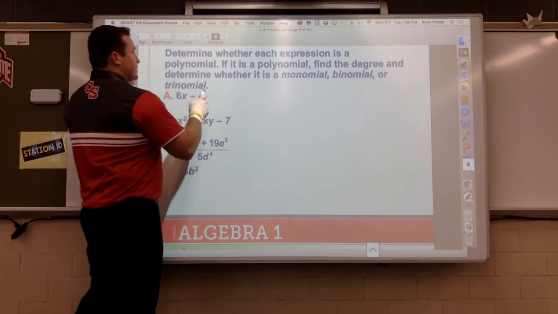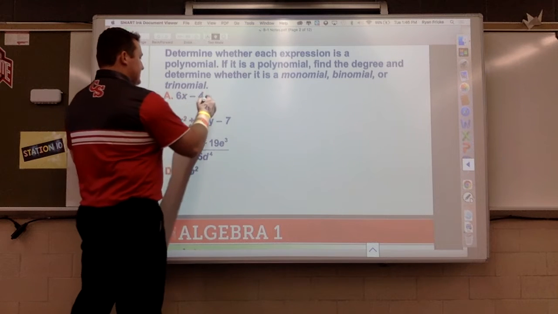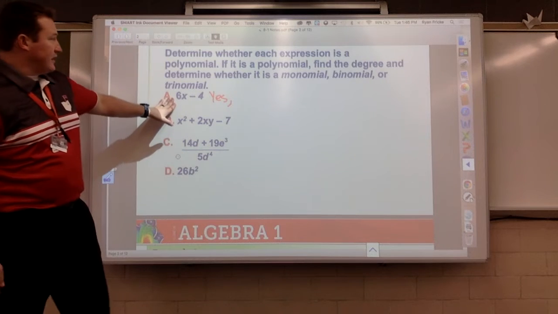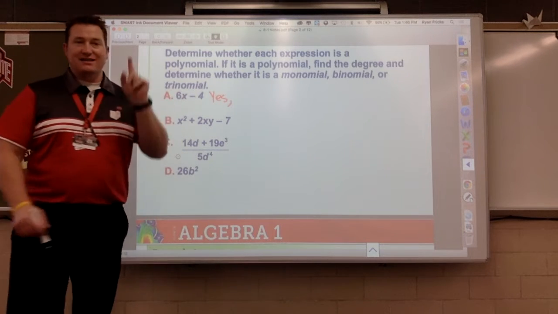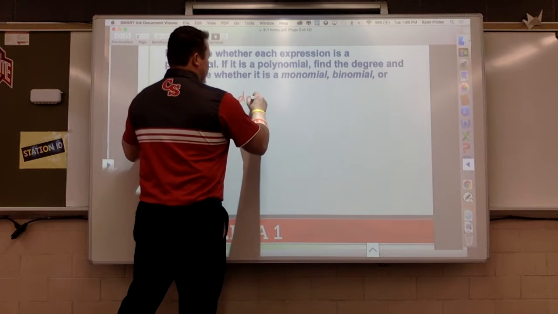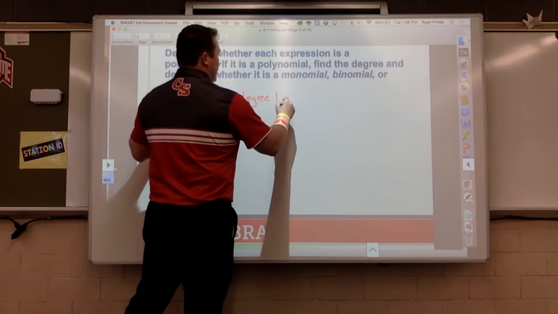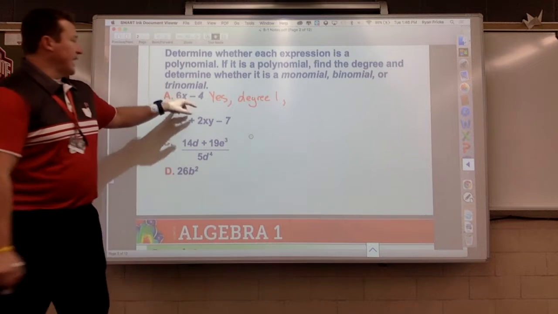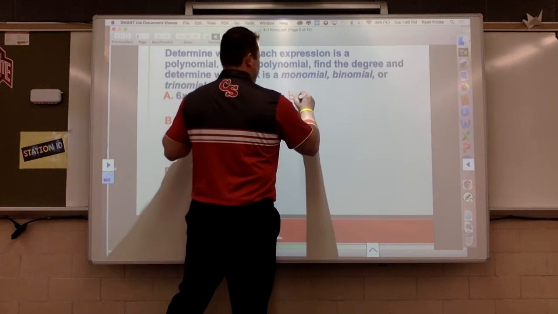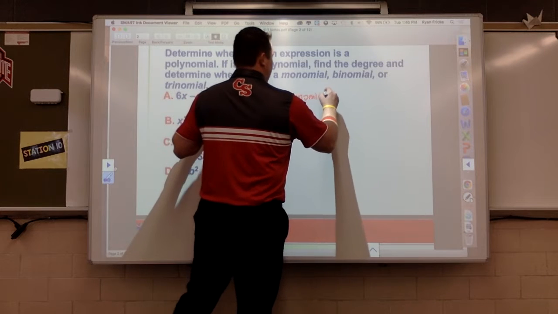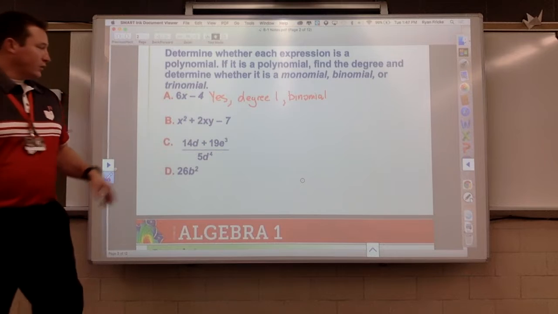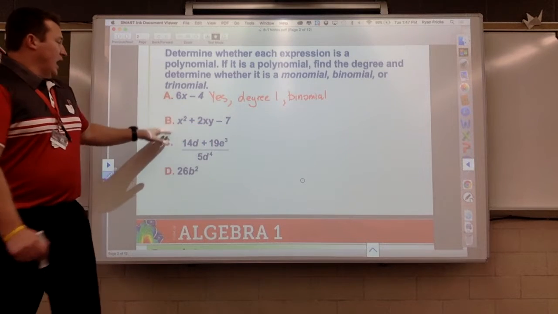So determine whether this is a polynomial. Yes, this is. I'll just write yes. Find the degree of it. Well, 6x, x is to the first power, so this is a degree of 1. And it has two terms, so its fancy name would be a binomial. Binomial. Bingo. Awesome. Letter B, or number B, as I like to say.